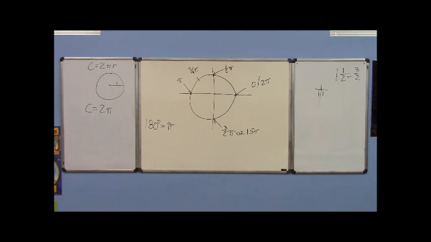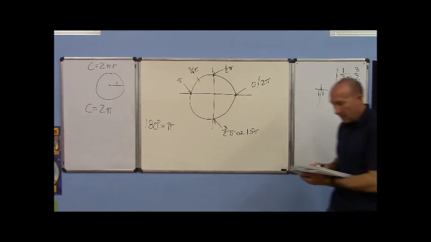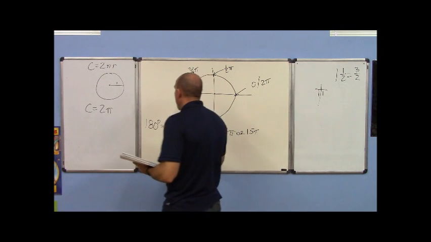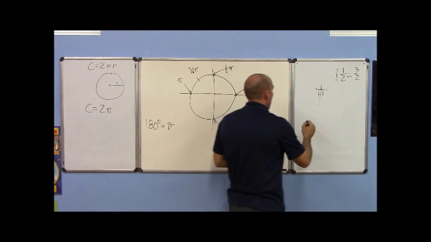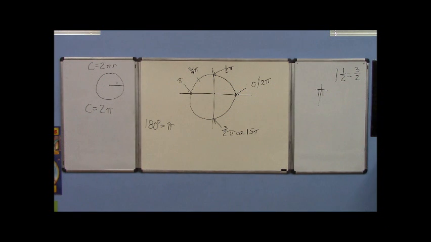So, if we have the ratio of this, I'm starting to make the board look messy here.